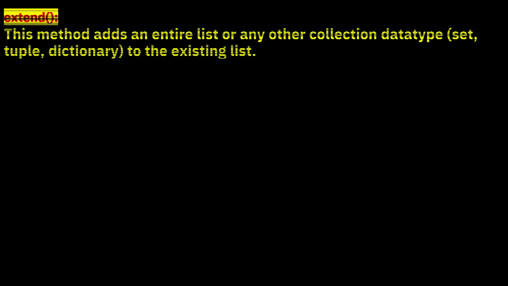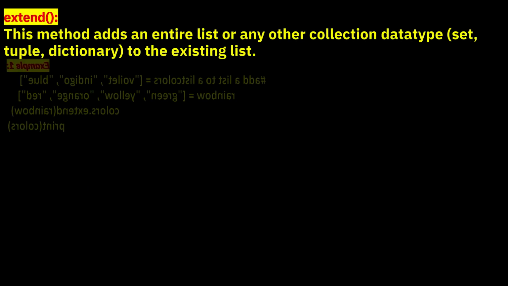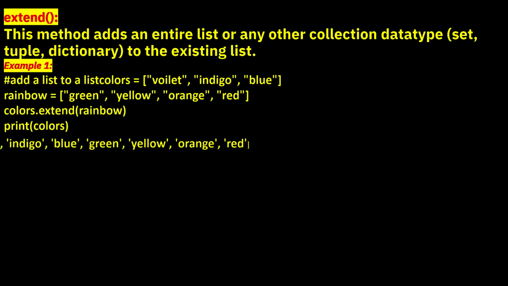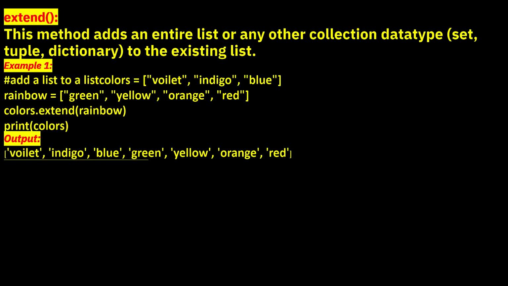extend. This method adds an entire list or any other collection data type, set, tuple, dictionary, to the existing list. Example 1. Add a list to a list. colors = [violet, indigo, blue]. rainbow = [green, yellow, orange, red]. colors.extend(rainbow). print(colors). Output: violet, indigo, blue, green, yellow, orange, red.